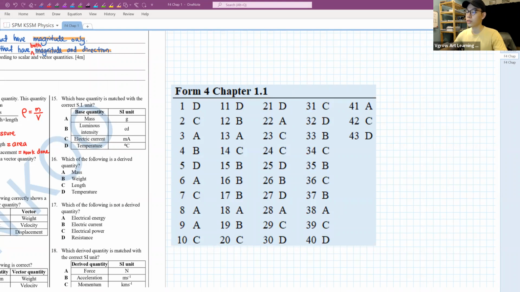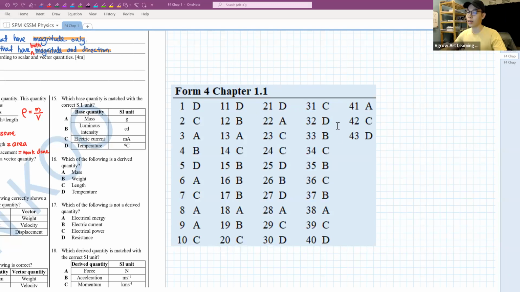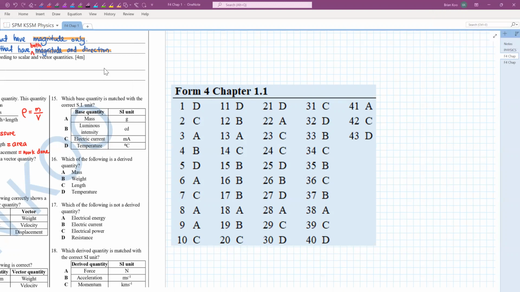Any questions, or do you want to check back and then ask me next week? Or do you want to ask now? Or any questions you want to ask now? Teacher, after class, I can ask. Okay, no problem. Okay, so we look at this one first.